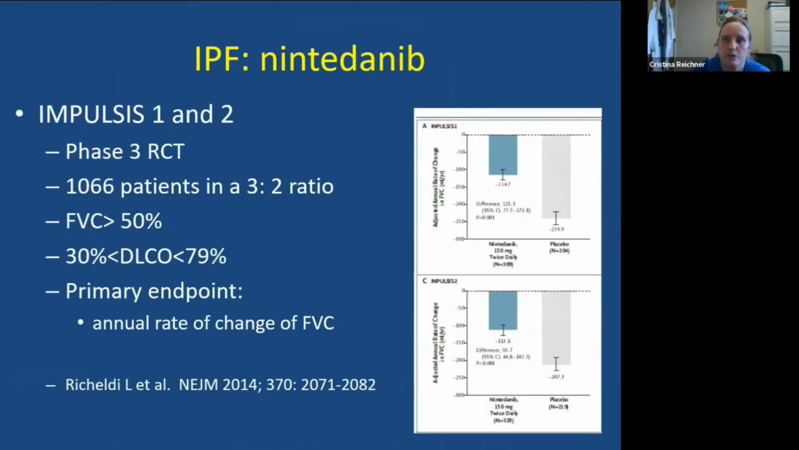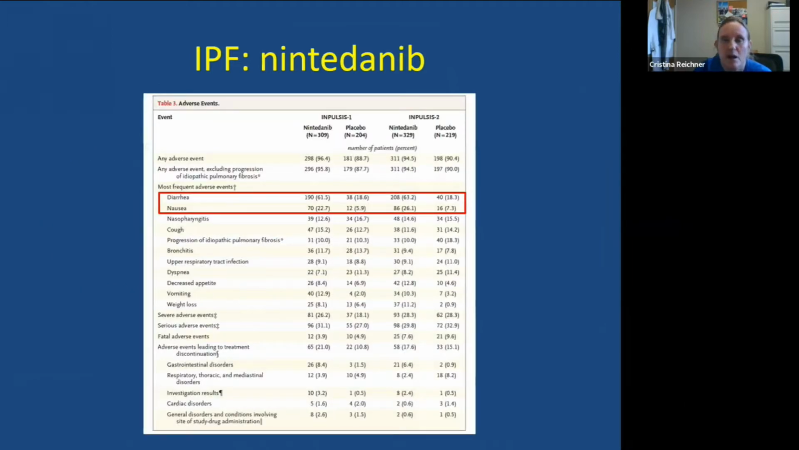And this was based on two trials, the INPULSIS 1 and 2, which were randomized controlled trials, which showed that basically the rate of FVC decline was lower in the patients on nintedanib than the ones on placebo. One of the main problems with these drugs is there are a fair amount of side effects. So really GI side effects. In the case of nintedanib, diarrhea and nausea. The diarrhea, you can use Imodium, and sometimes it does get better over time.